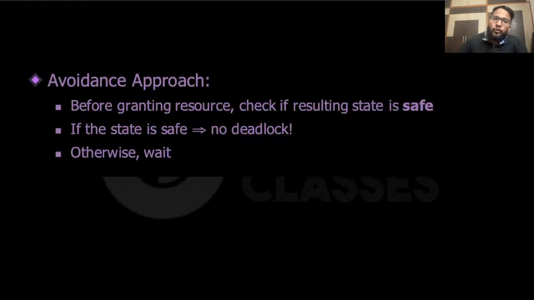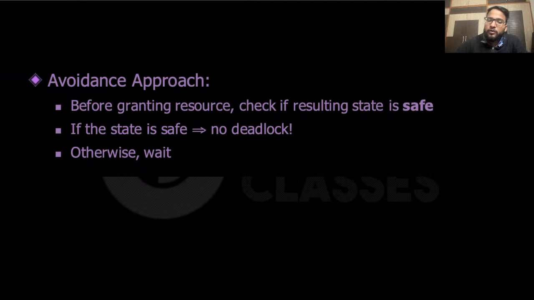Before that, let's see what the Banker's algorithm does. Before granting the resources, check if the resulting state is a safe state or not, that is, whether there is a safe sequence. If it is a safe state, then there is no deadlock, and you can definitely grant it. Otherwise, wait. So what does it mean to say wait? Can anyone tell me what will happen if you are going to wait? If the Banker's algorithm is clear to you, you should be able to answer this question. If you have a little bit of doubt, you may not answer it perfectly. So tell me, what does it mean to say that we are going to wait?